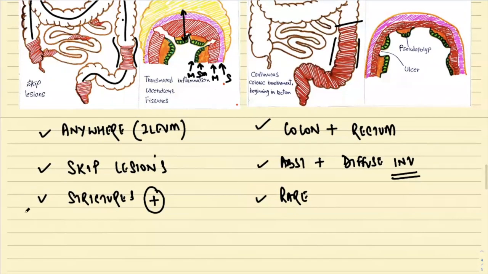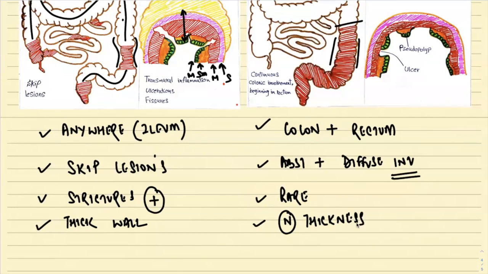So I will write over here that there is a thickening of the wall. In Crohn's disease, the wall becomes very thick, whereas in ulcerative colitis, they have a normal thickness. The wall thickness is absolutely normal in this particular situation.